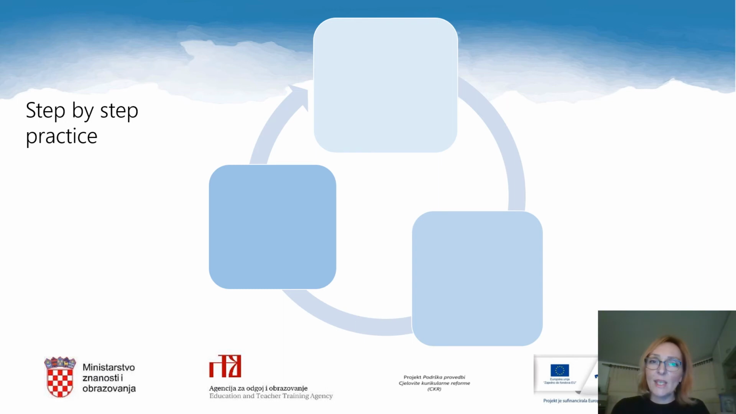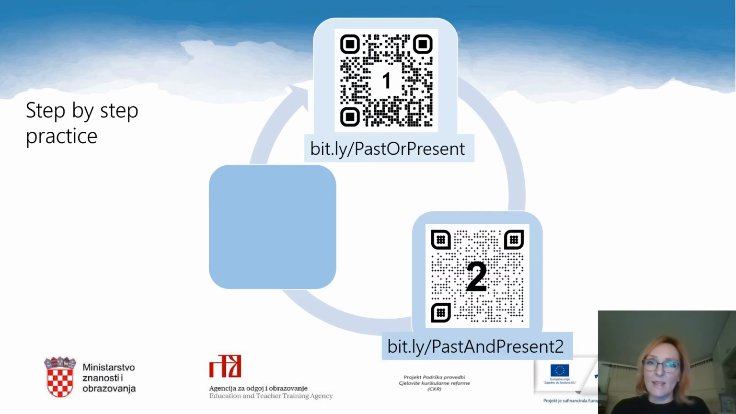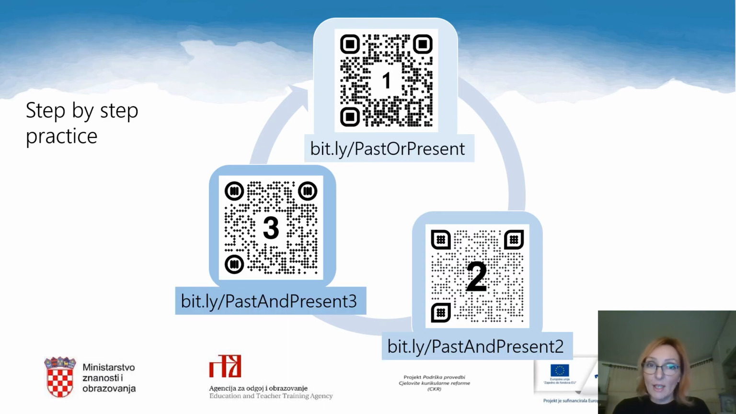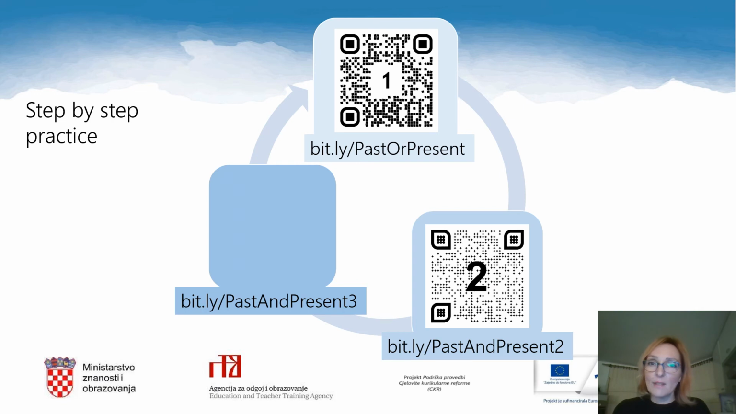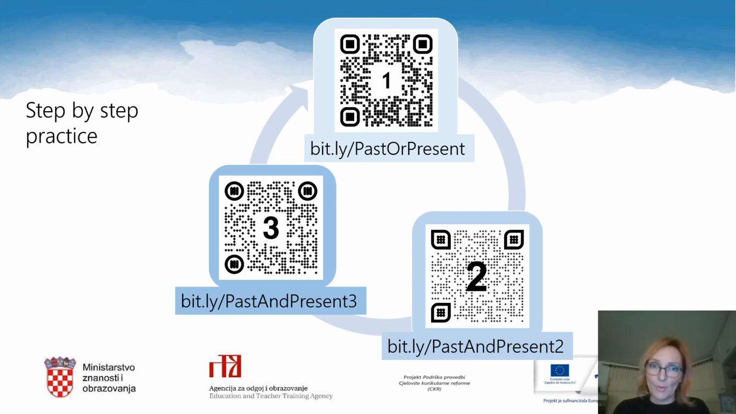It is time to see how skillful you are when talking about past and present. The first activity is the easiest. You have to recognize if the sentence is in past simple or in present simple. The link is bit.ly/past-or-present. Type it in your browser or just scan the QR code.